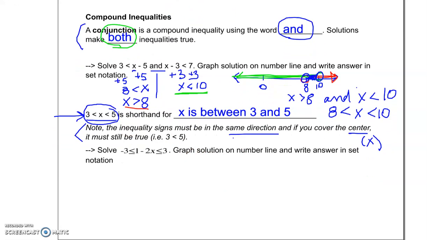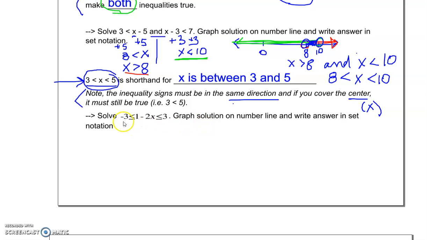Okay, let's look at this next one. Here we have a whole compound inequality that is written with that shorthand. It says -3 is less than or equal to 1 minus 2x is less than or equal to 3. In other words, 1 minus 2x is in between 3 and -3.